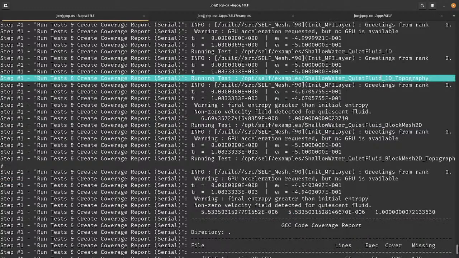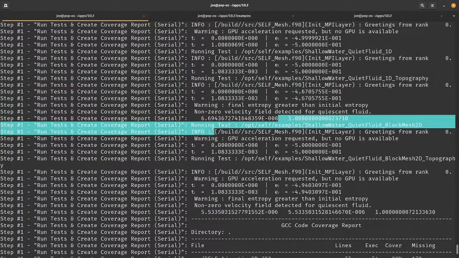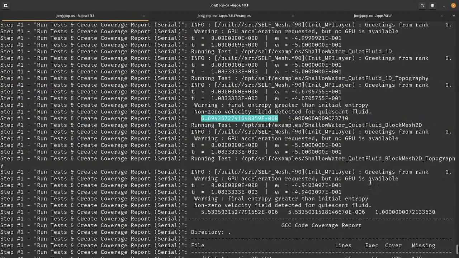Here we go, quiet fluid 1D with topography. Sure enough, I'm able to recreate that error. I got non-zero initial velocity. So this being said, I think the next step here is to add in these correction terms to the 1D solver. Make sure that I can get rid of this non-zero velocity in a quiet fluid problem.